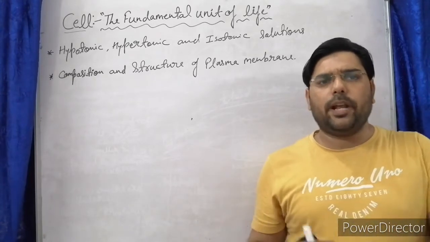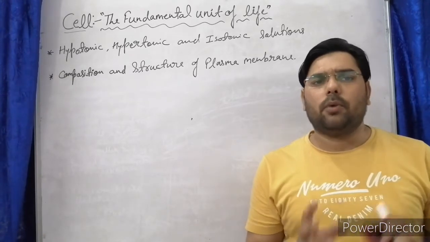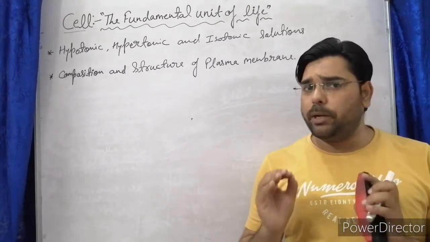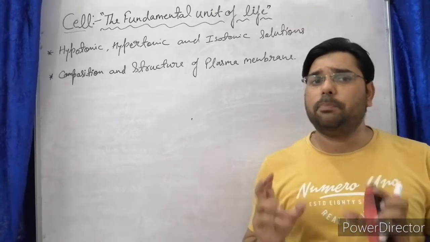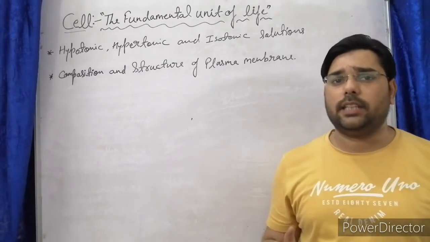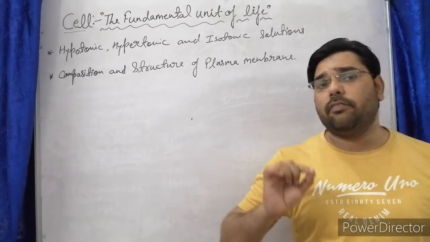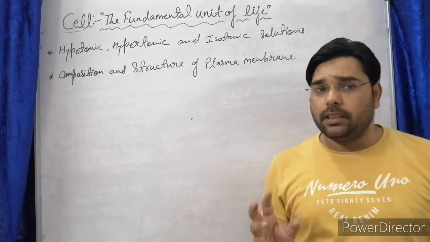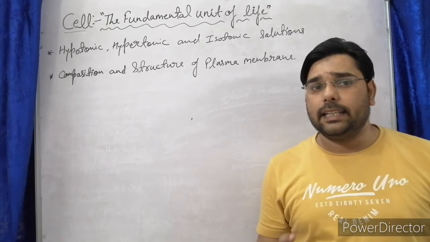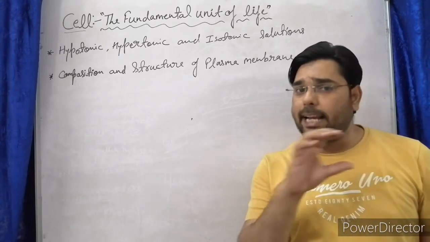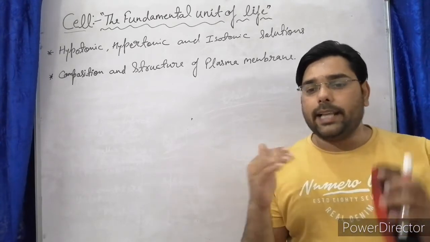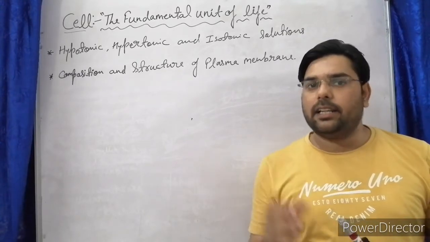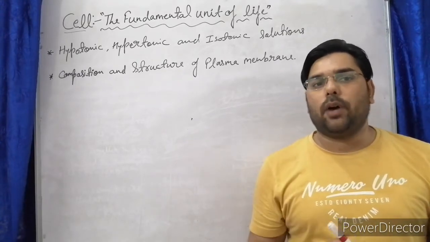Before this fluid mosaic model, many other models had been given by scientists, but we have to study the fluid mosaic model, which is very perfect. So Singer and Nicholson gave the fluid mosaic model of plasma membrane. This model is also known as the sandwich model, because it has a bilayer of phospholipid and intrinsic protein and carbohydrate.